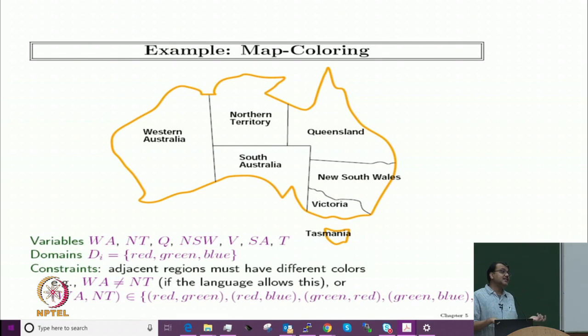You may say that not equal to is not part of my language, but enumerating the sets of possibilities is part of my language. Then my language can say that Western Australia and Northern Territory can take values red green, red blue, green red, green blue, blue green, blue red, but not red red, blue blue, green green. So they cannot be similar, but I enumerate all the possible correct pairs of values.